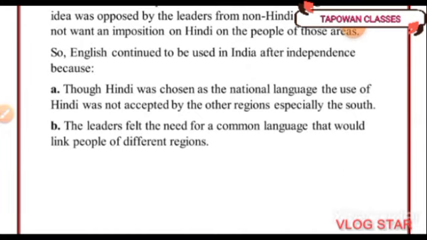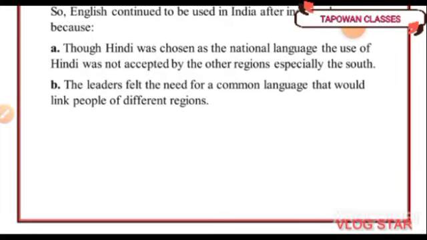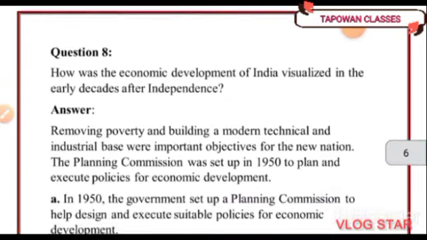independence because, A. though Hindi was chosen as the official and national language, the use of Hindi was not accepted by the other regions, especially the South. B. The leaders felt the need for a common language that would link people of different regions.